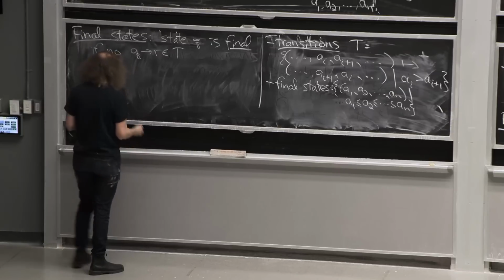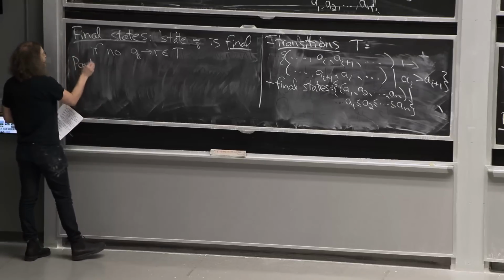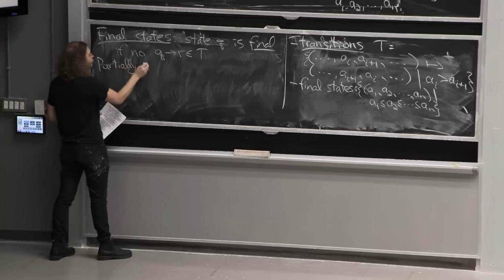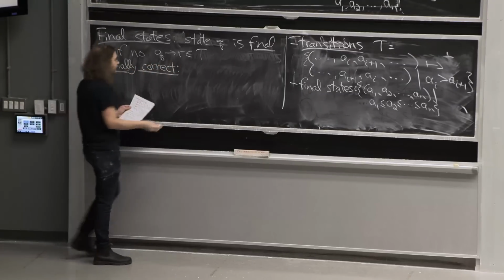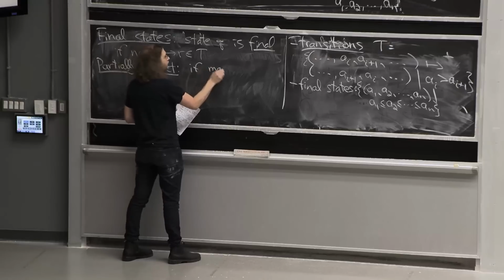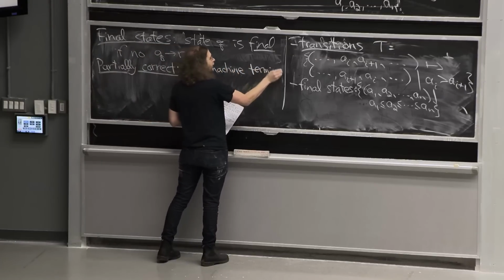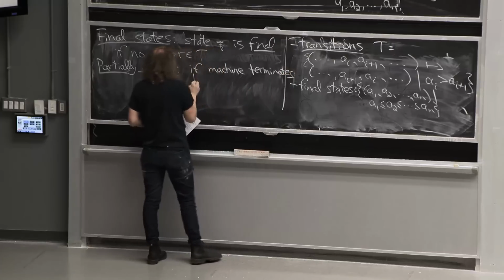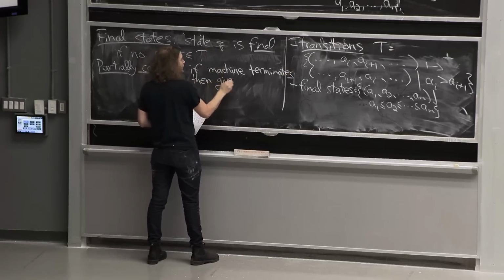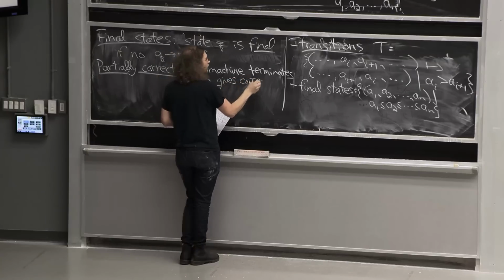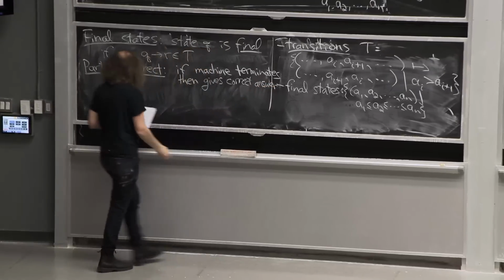So this gives us something we call partially correct. I'm not going to define this formally. A partially correct machine is a machine where if it terminates, which I haven't defined, then it gives a correct answer. What does terminate mean?